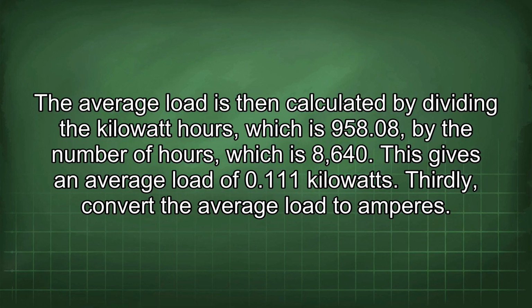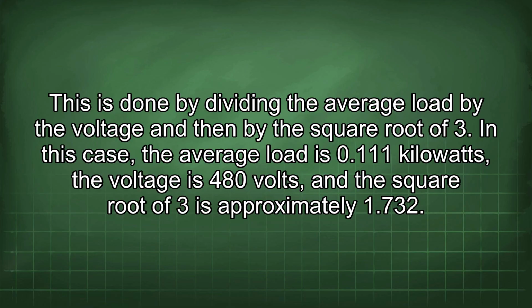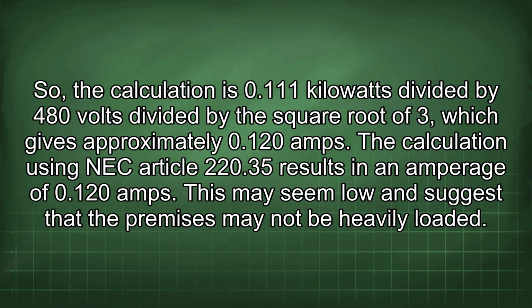Thirdly, convert the average load to amperes. This is done by dividing the average load by the voltage and then by the square root of 3. In this case, the average load is 0.111 kilowatts, the voltage is 480 volts, and the square root of 3 is approximately 1.732. So, the calculation is 0.111 kilowatts divided by 480 volts divided by the square root of 3, which gives approximately 0.120 amps. The calculation using NEC Article 220.35 results in an amperage of 0.120 amps.